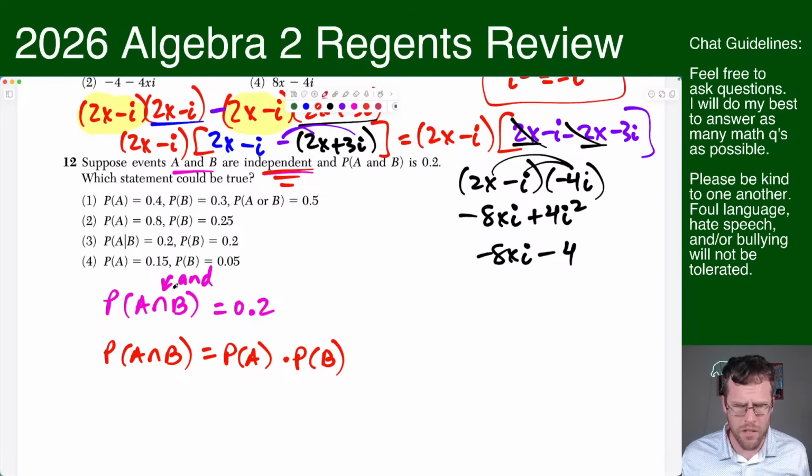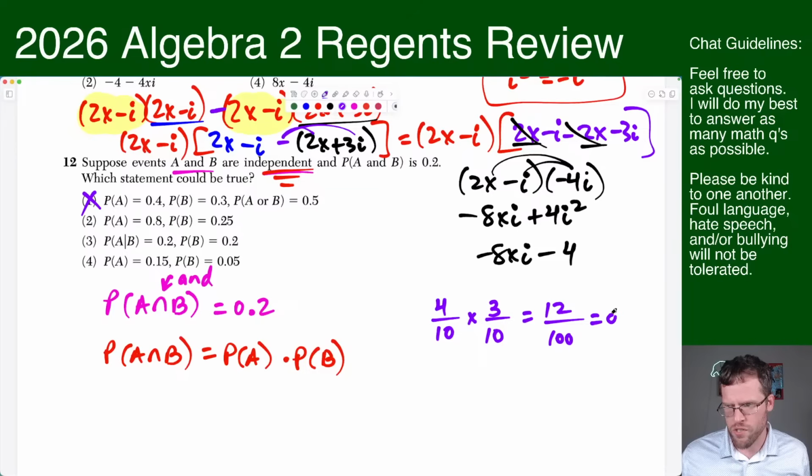Right away, I start looking at these answer choices. Something like, let's say, 0.4 times 0.3. For that one, I just think 4 times 3 is 12. But even so, if I did choice 1, why is this no good? Because the probability of A is 4/10 times the probability of B is 3/10. So here's the probability of A times the probability of B, and this would give us 12 over 100, which is 0.12, not 0.2. So that's why this one's out. Now, choice 2 already looks good, but let's see why the others are no good.